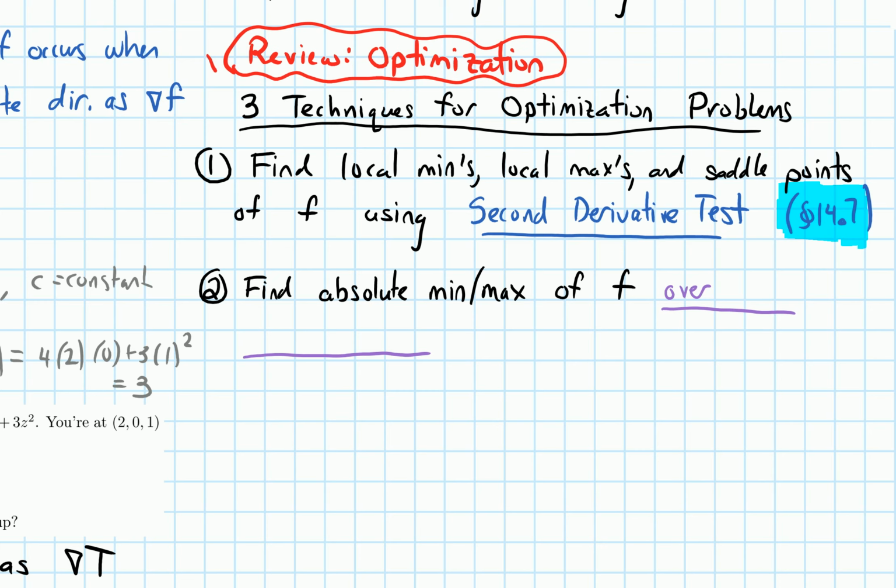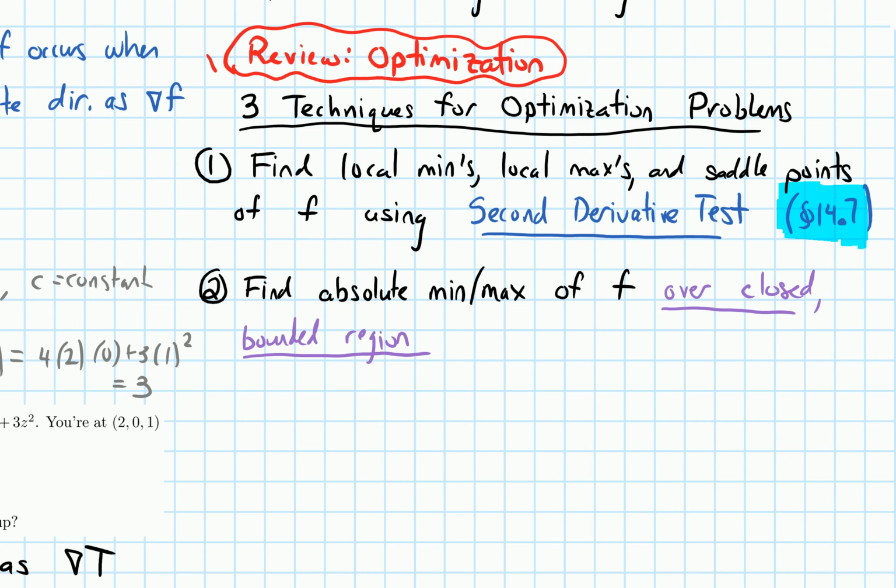over a closed, bounded region. And I care that you understand what closed and what bounded means. Bounded means it doesn't go off to infinity anywhere. Closed means it includes whatever the boundary of the region is.